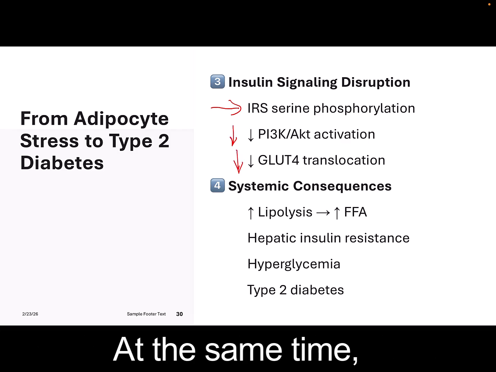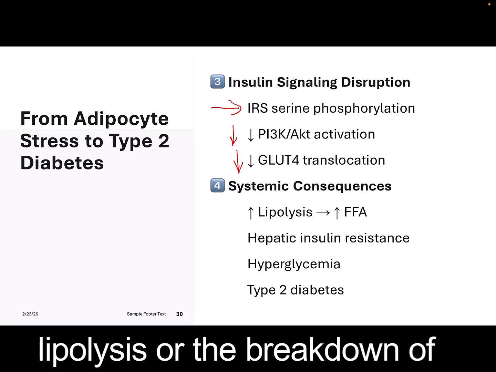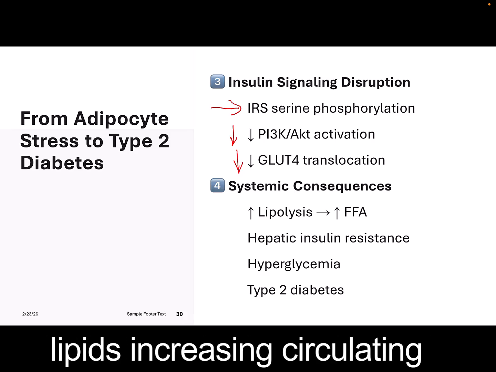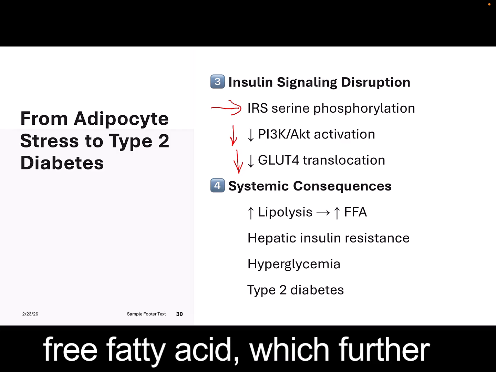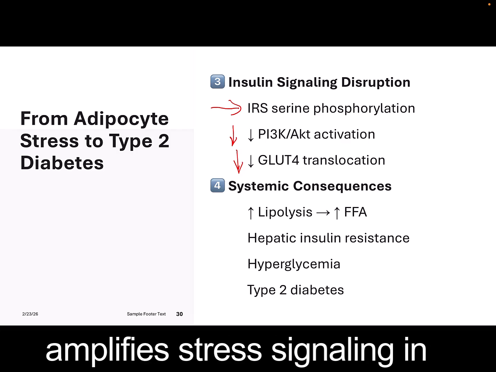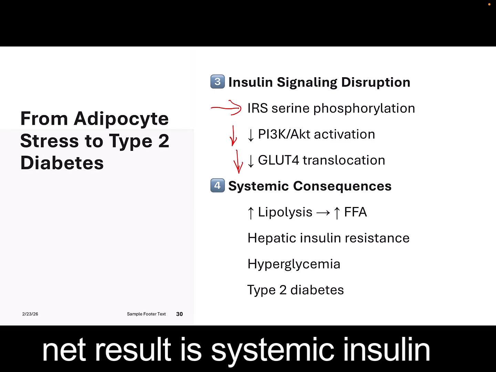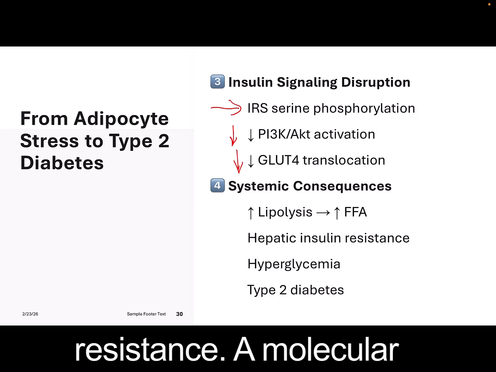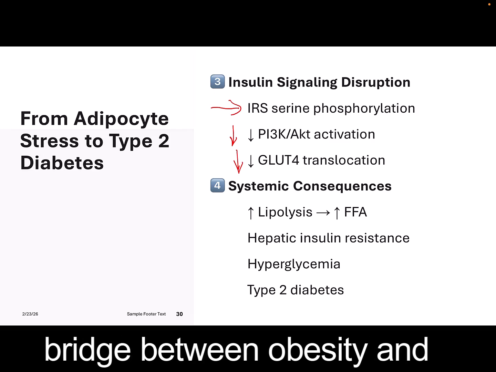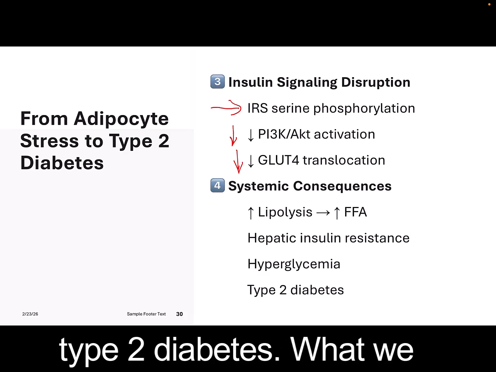At the same time, inflammation promotes lipolysis, or the breakdown of lipids, increasing circulating free fatty acids, which further amplifies stress signaling in the feed-forward loop. The net result is systemic insulin resistance, a molecular bridge between obesity and type 2 diabetes.